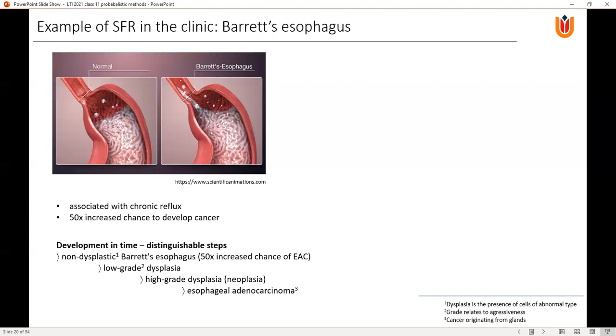So first of all, it would start with what is then called non-dysplastic. Dysplastic is a medical term for abnormal tissue. So non-dysplastic means that there is still normal. Basically, it more or less looks normal. But there is this reflux, so there is this increased chance of developing cancer. If that continues, then the first step would be low-grade dysplasia.